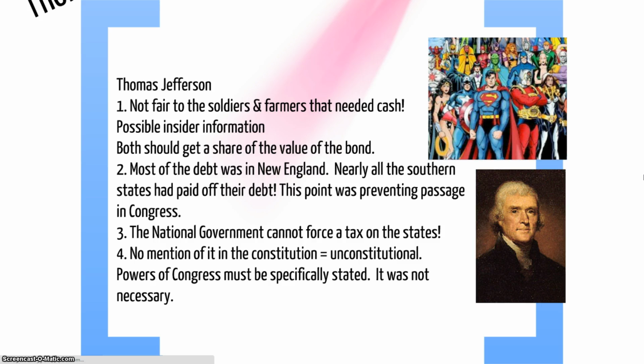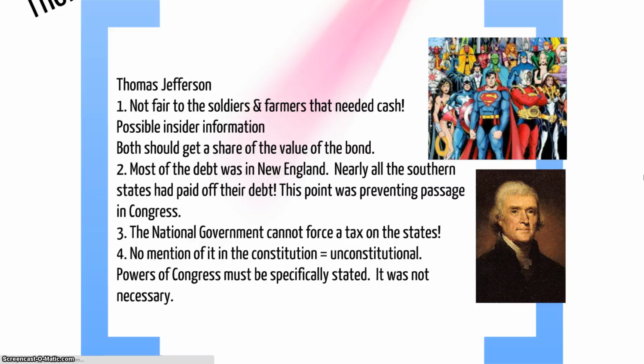He said, and he was right, there was possible insider trading information, meaning that speculators knew the bonds would be paid for in full. So then they went looking for these war bonds, knowing they could make money off of it. So Thomas Jefferson doesn't think, like Hamilton does, that the current bondholders should get the money. They think that the original bondholders, which were these soldiers and farmers, should get the money. Maybe they could split it, but he thought there's no way you can give the full value of the bond to the speculators or the current bondholders.